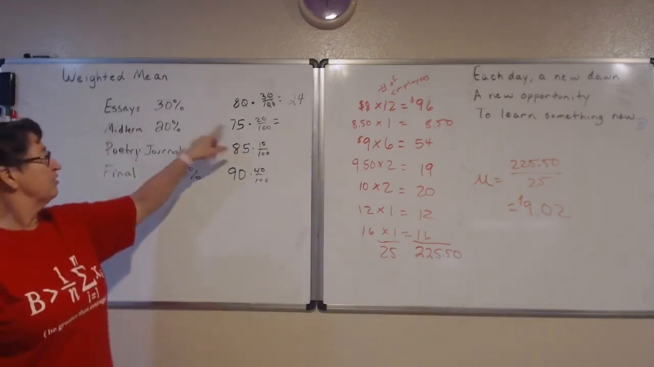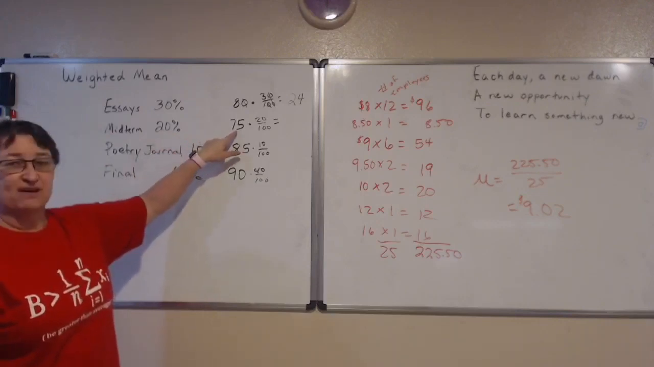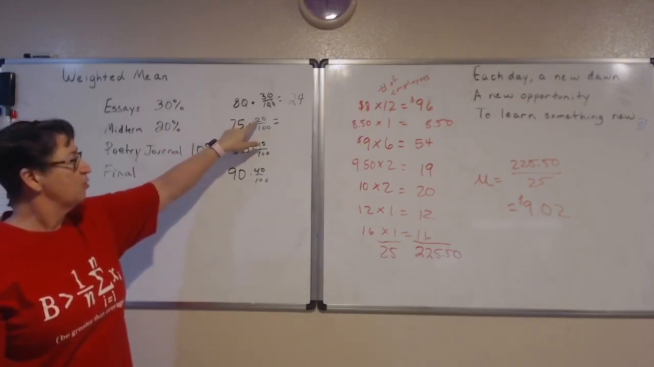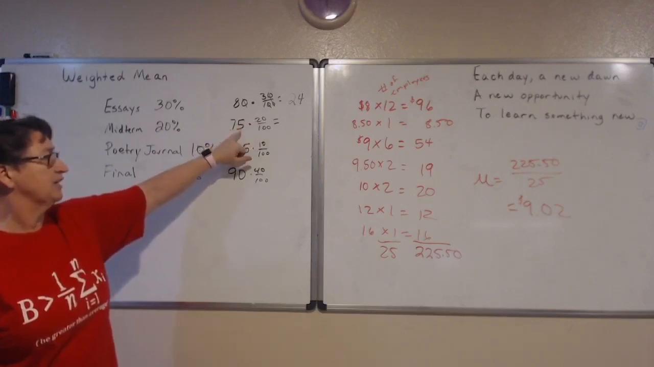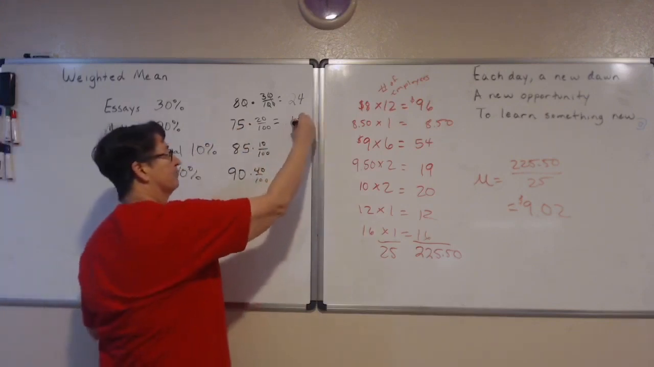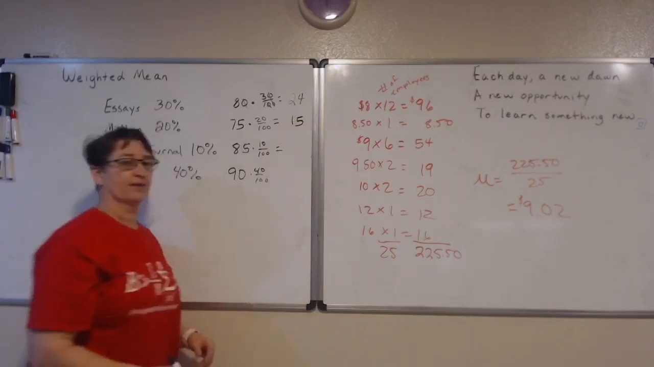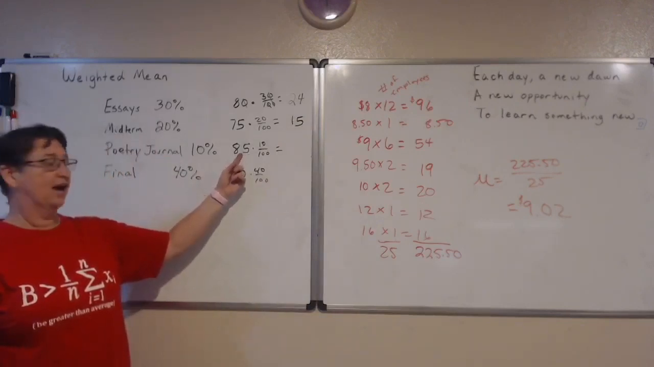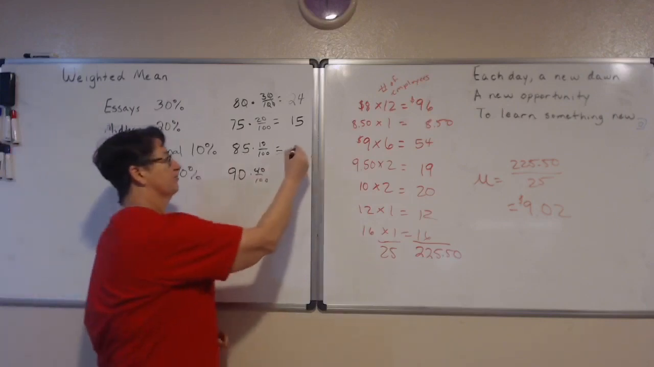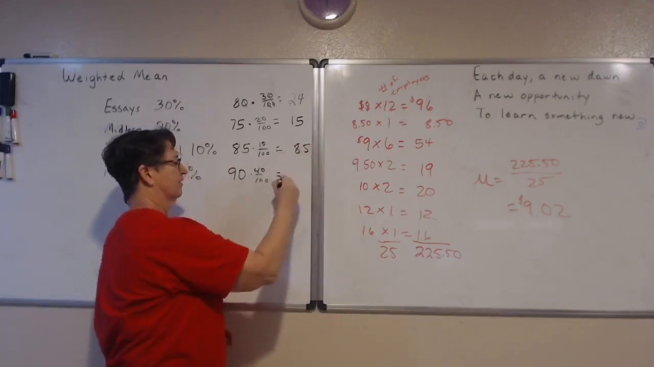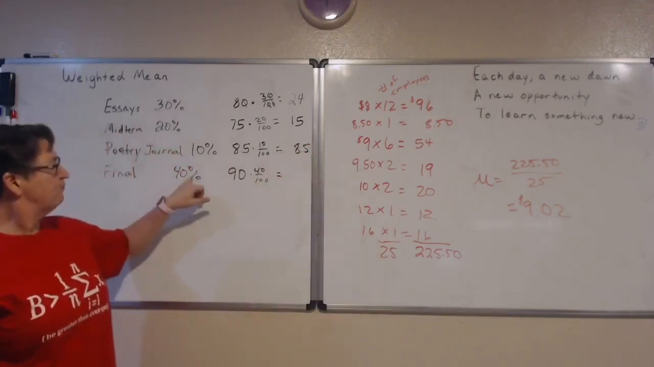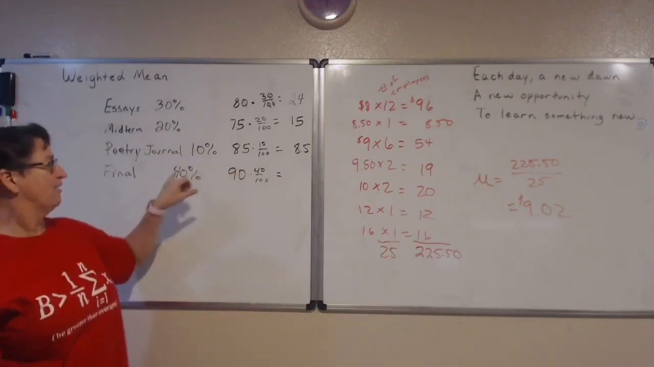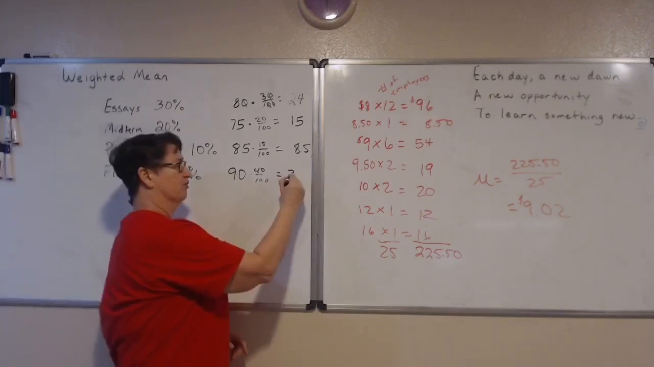Then here, 10% of this would be 7.5, right? You just move that decimal over. Double that, and you get 15. 10% of this would be 8.5. Oh, well, that's all I need, 8.5. And 10% of this one would be 9. Do that 4 times and you've got 36.